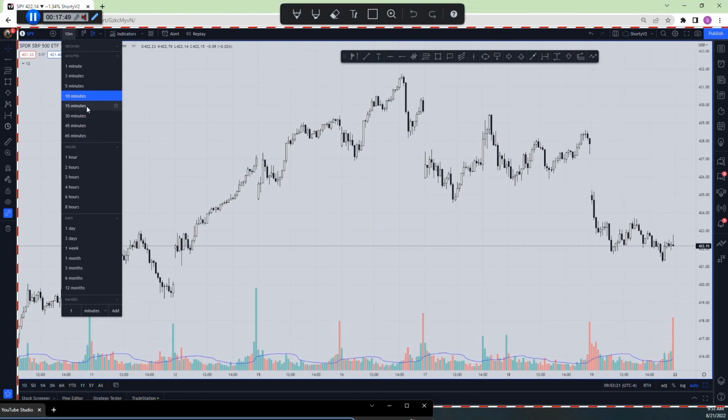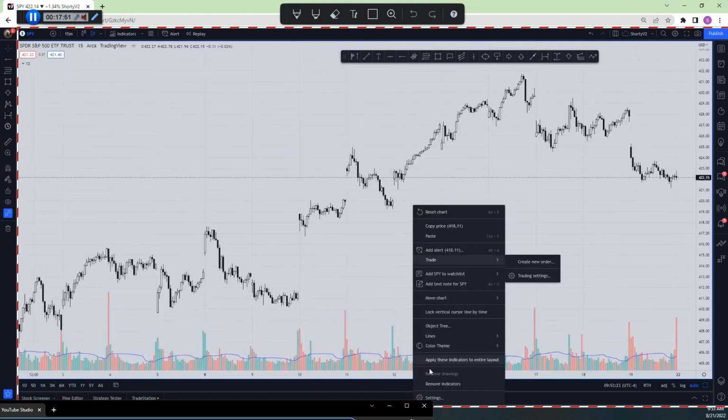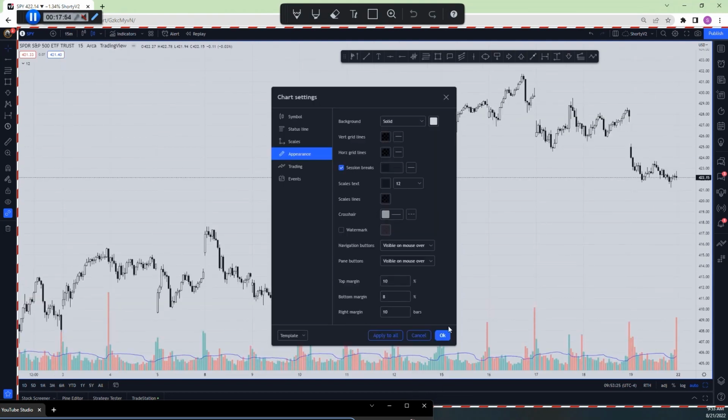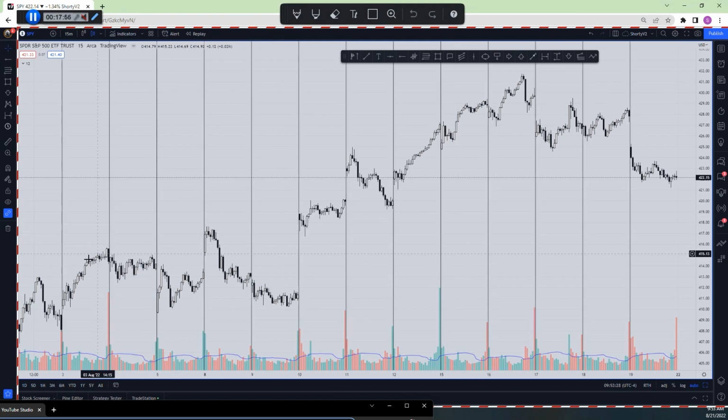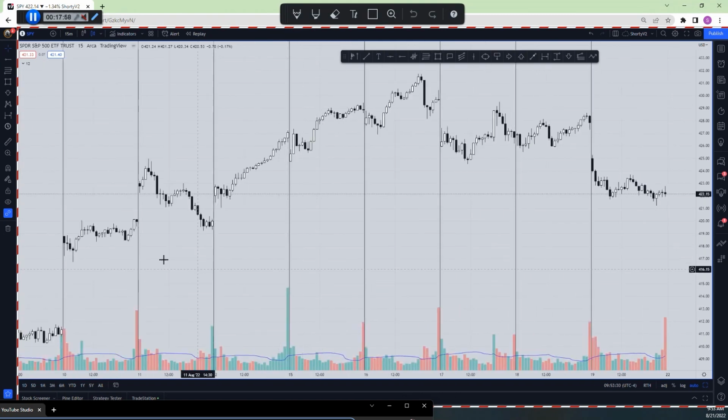I'm just going to look at, let's say, a 15-minute chart on SPY, and I'll just add session breaks so that way we can see the days, right? We should have probably about 10 days here. Let's just shorten it here. So we have 1, 2, 3, 4, 5, 6, 7, 8 days here. This is going to be like an engagement exercise.